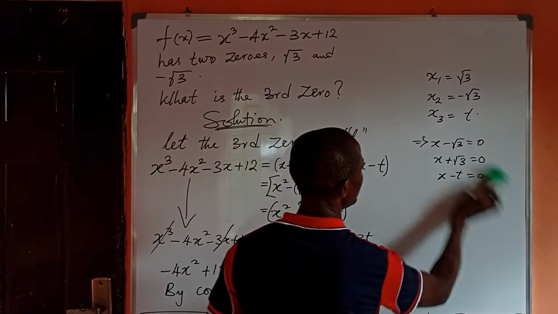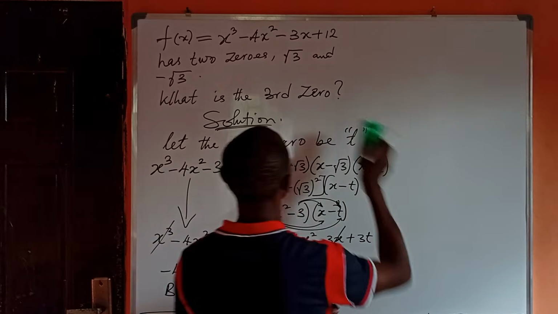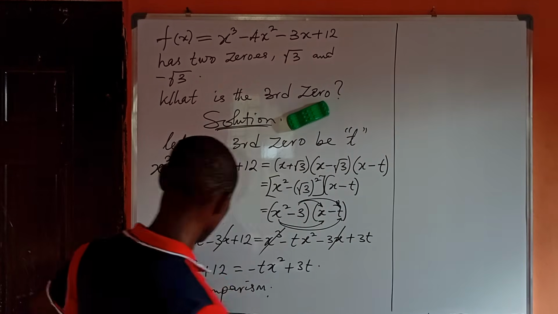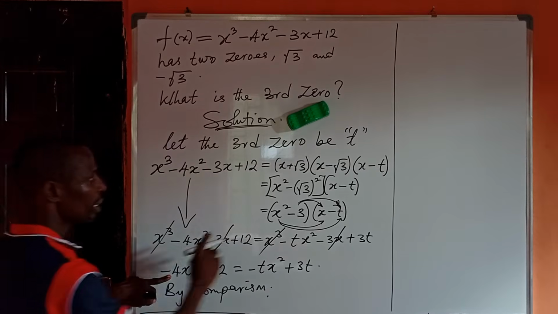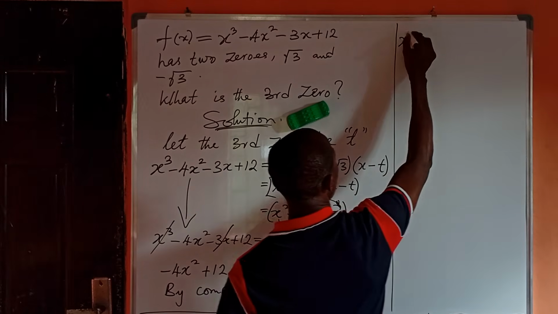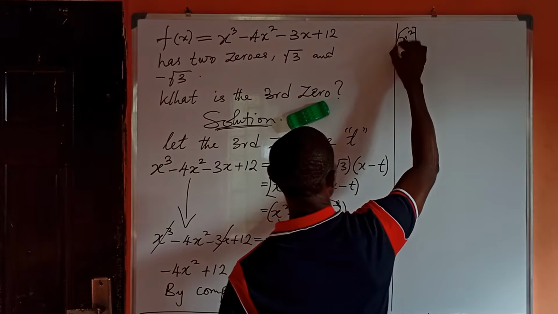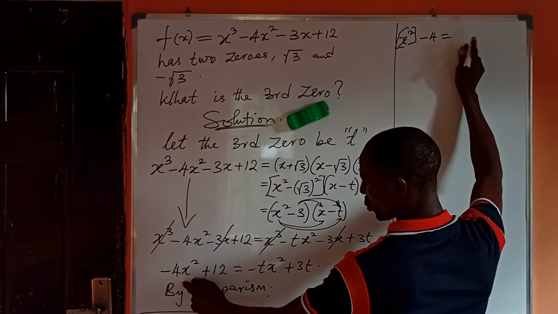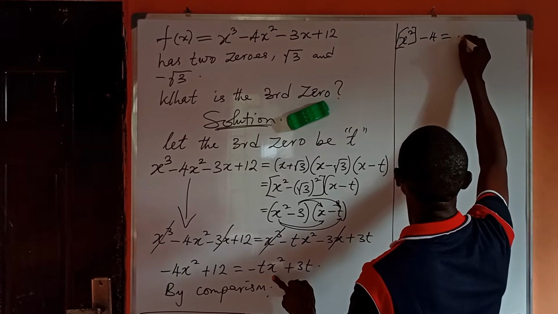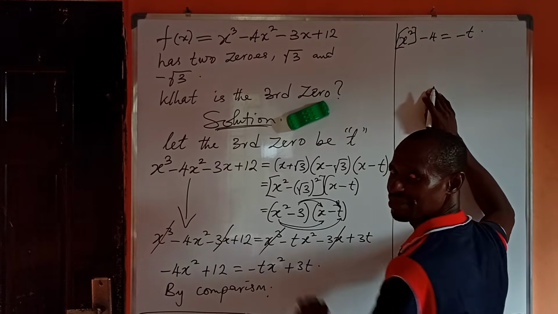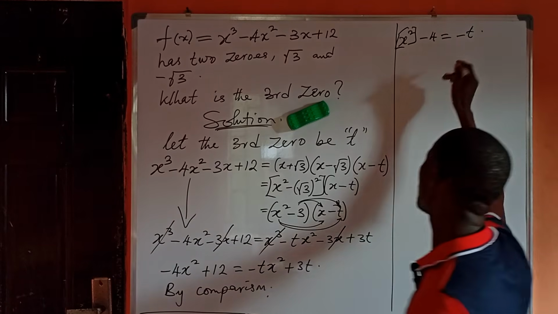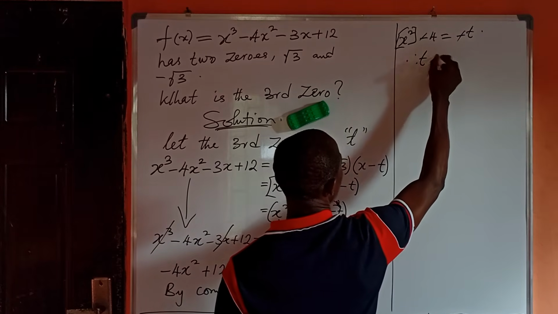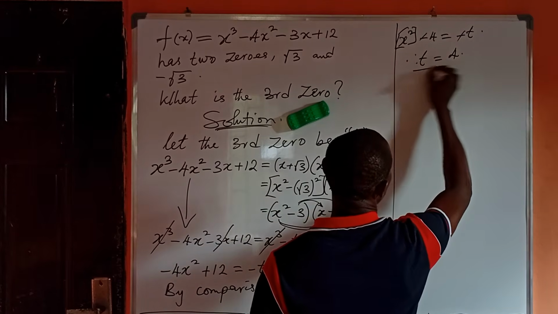we're going to have this to be, let's erase this. Let's see what this gives us. If we go by comparison, we are taking the x squared column. So for our x squared column, we're going to have minus 4 equal to, on the other side, minus t. Right? Good. We are looking for t, right? So we go with this. We now have, therefore, t is equal to 4.